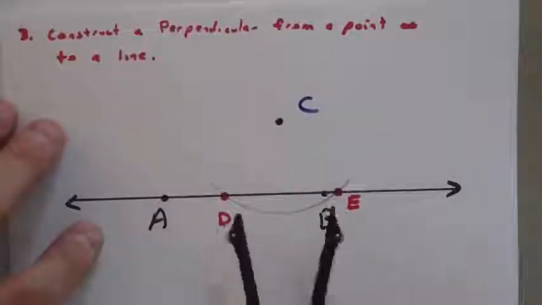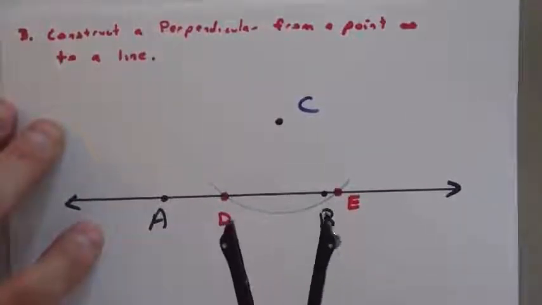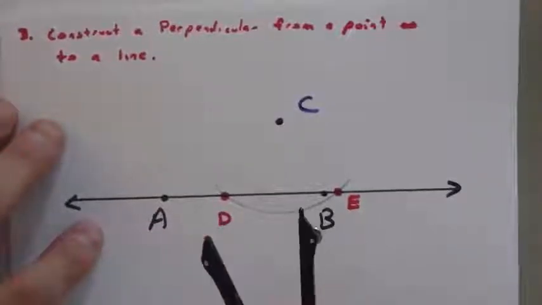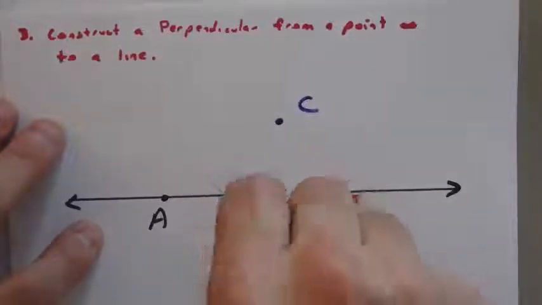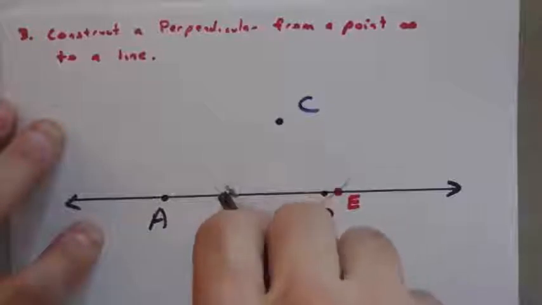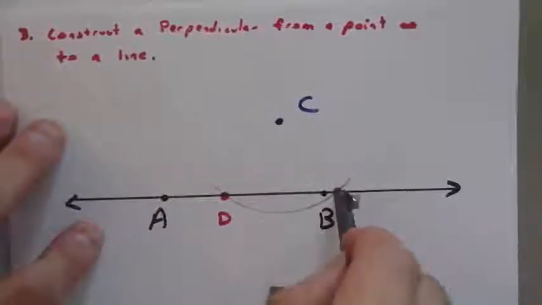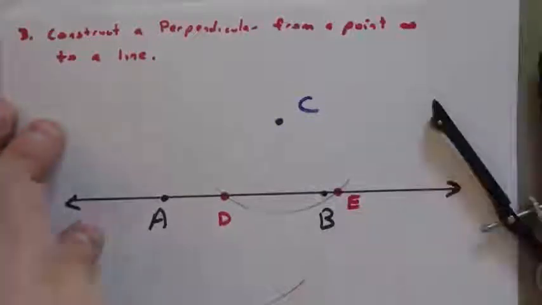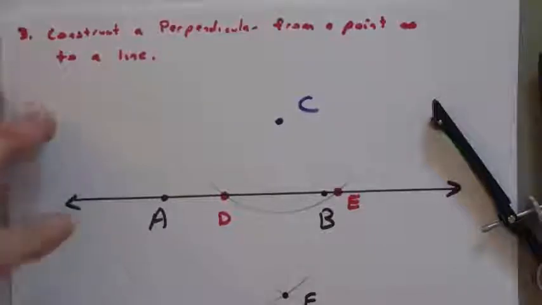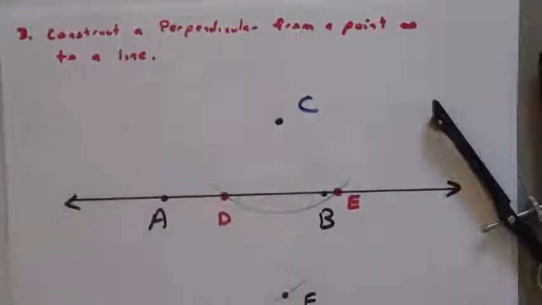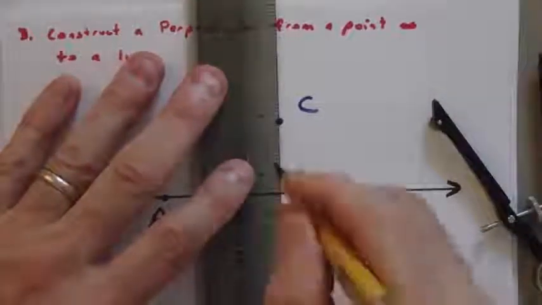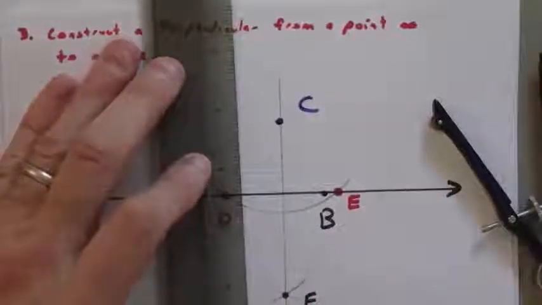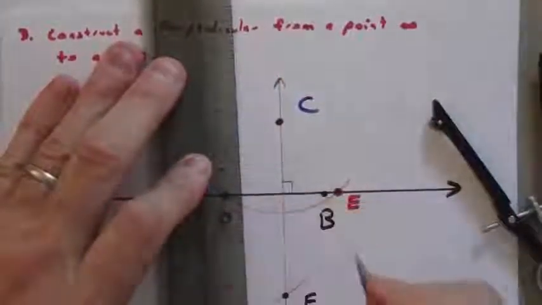Now, if we take this compass and make it a smidge longer, this way. There you go. And you go from D out there and E out there. Where they intersect, that point, we'll call it F. Well, if we connect C and F, we're going to have our perpendicular line. There you go.